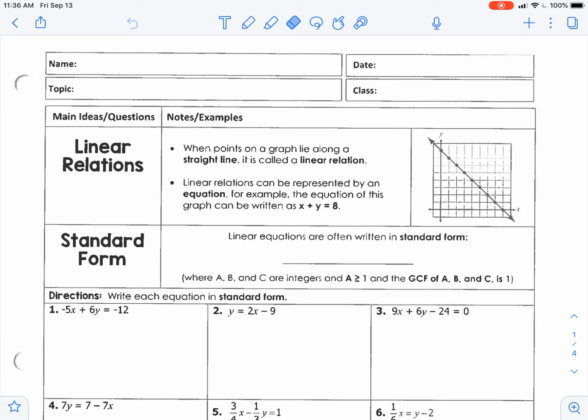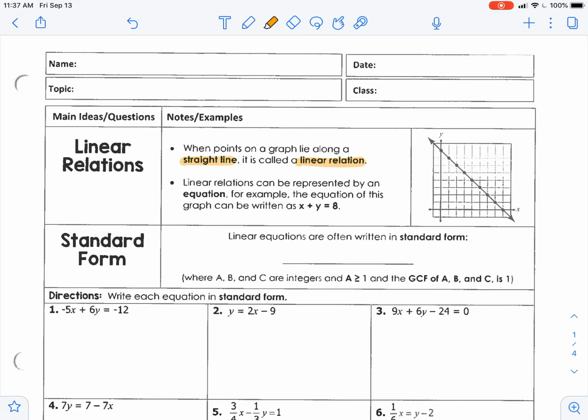Remember that when points on a graph lie along a straight line, we're going to call them a linear function. Now again, we're going to be talking about 8 different types of functions throughout the year, and it is very important that you can recognize them by their graph and by their equation. So again, a linear function or linear relation is a straight line.